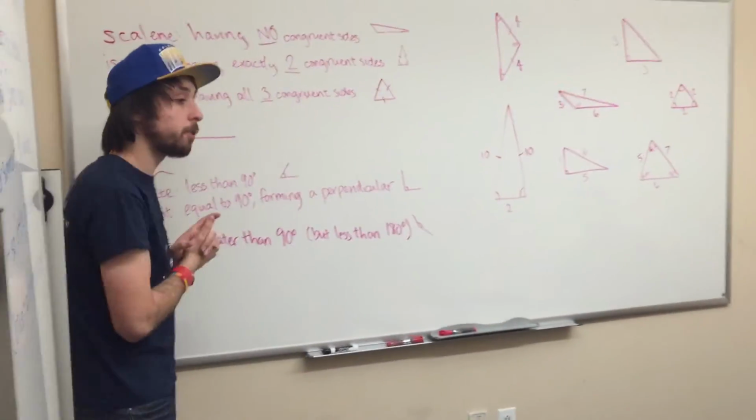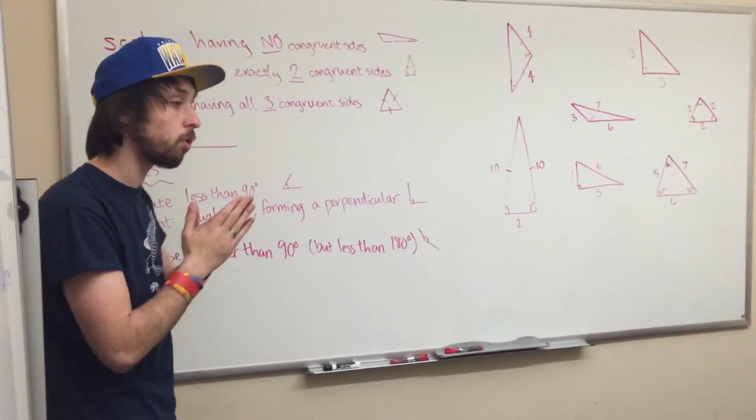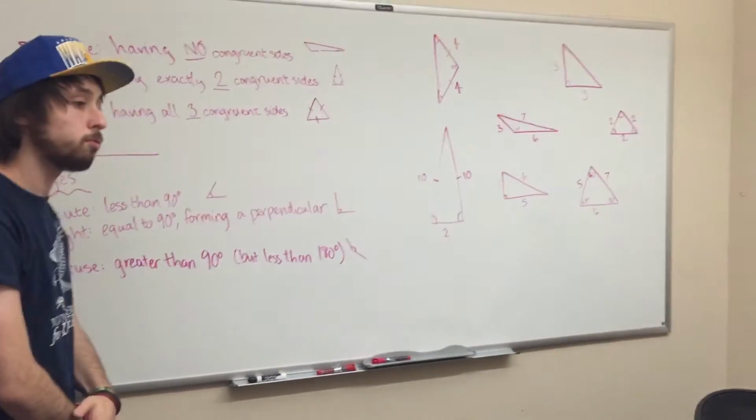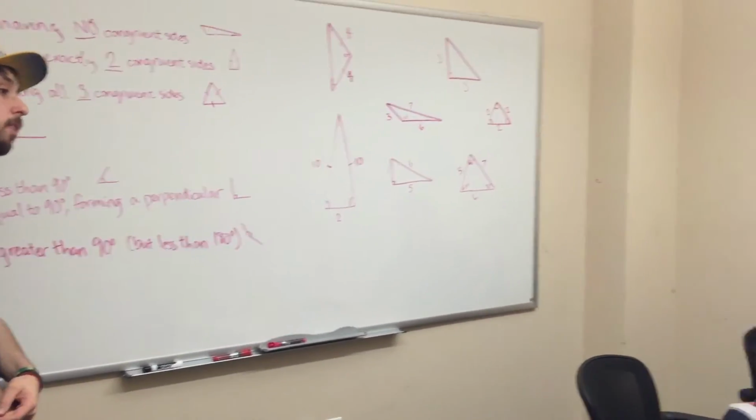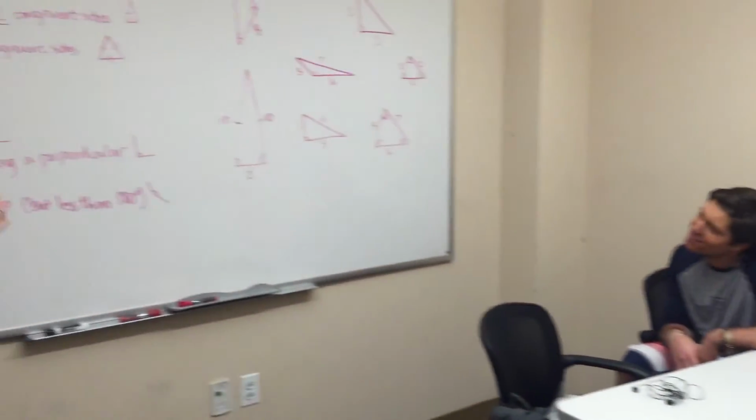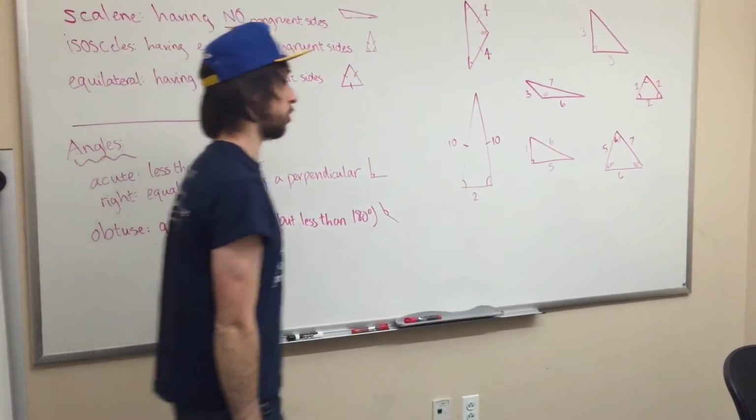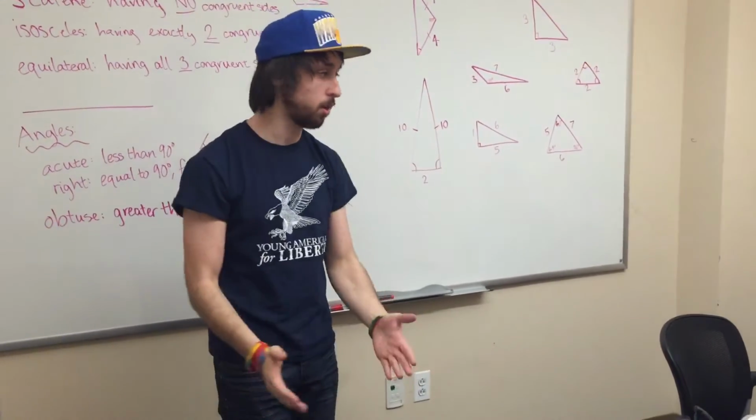And then we also have 3 different types of angles. Have you guys heard of acute, or right, or obtuse? Have you heard of any of those? Right angles are 90 degrees. You are right about that. So equal to 90 degrees, they form a perpendicular. So if you're going straight on a highway and then you turn right, that's a 90-degree angle.